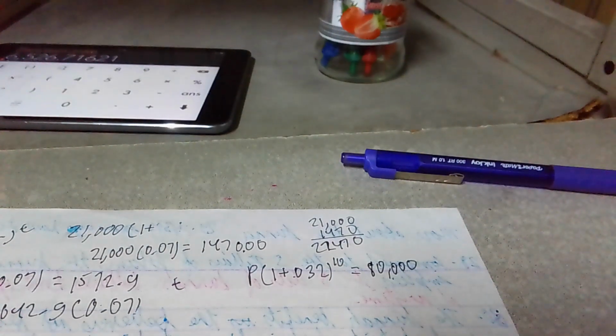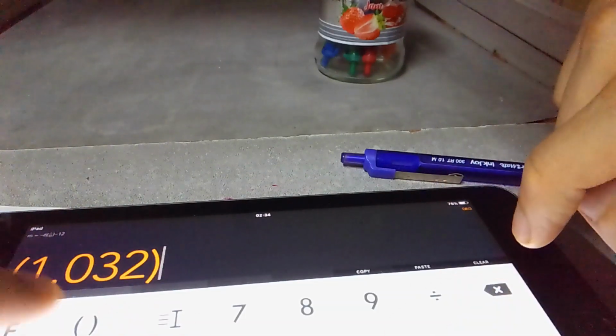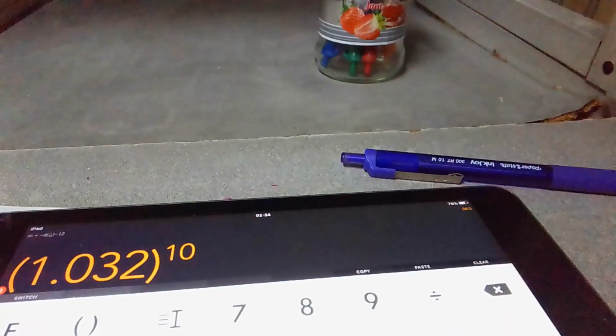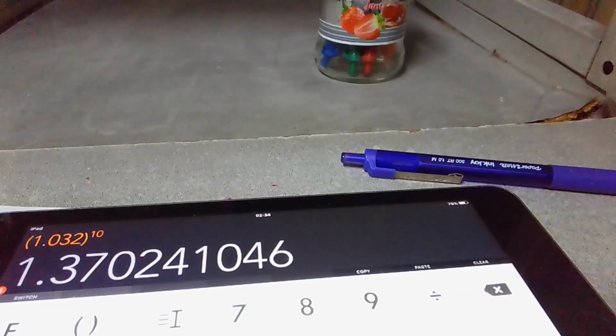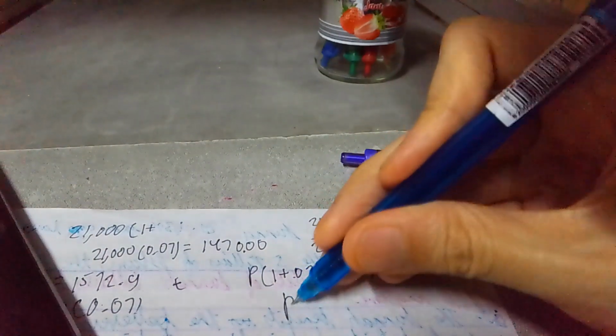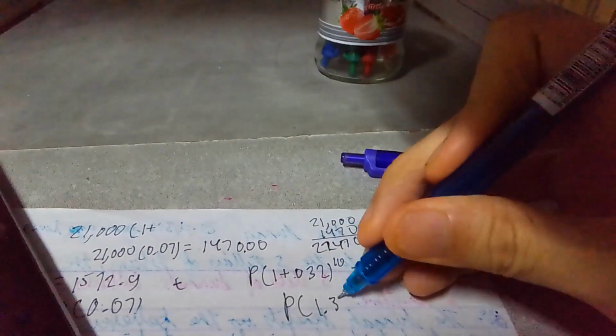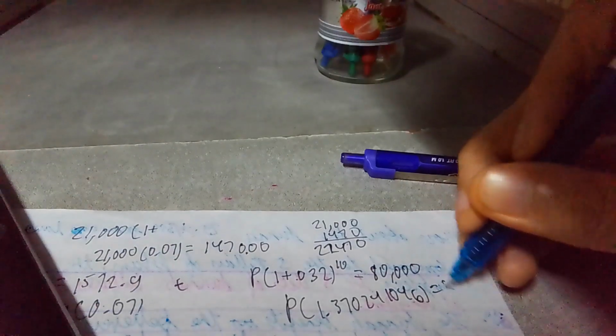First, let's simplify everything using calculator. So, therefore, using the calculator, we do this. We do 1.032 raised to the 10th power. And that's the first thing that we should do. And what answer did we get when we do that? We should come up with an answer of 1.37024. And that's what you're going to have to write. So now we have P times 1.37024146, diba? Is equivalent to 80,000.